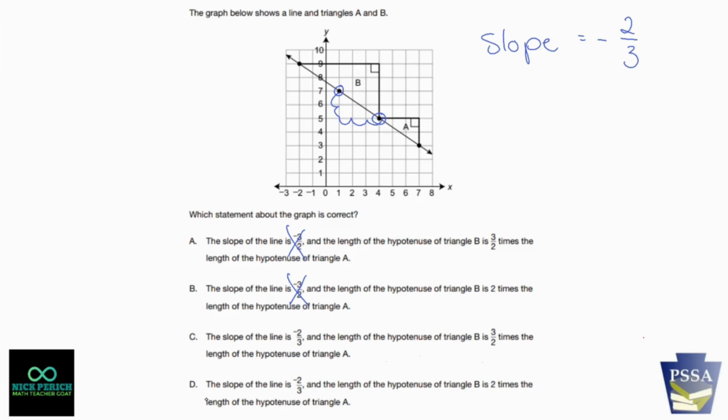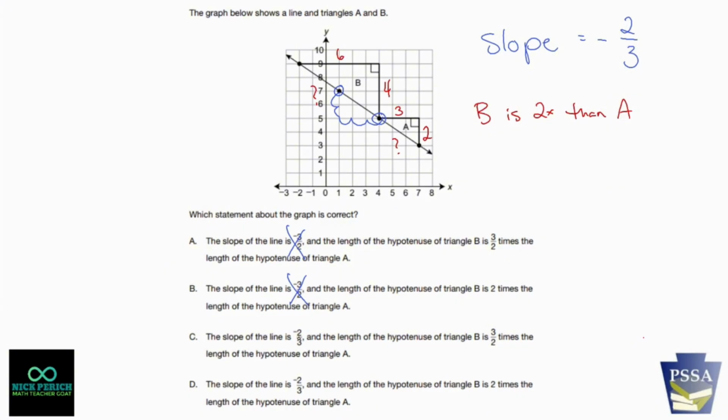I don't want to use the distance formula. I really don't want to try to calculate the distance of the hypotenuse. But you know what I can do? I'll just look at the legs. This leg is 1, 2, 3, 4, and this leg is 1, 2. So if you're 4 and you're 2, and this one is 3 and this is 1, 2, 3, 4, 5, 6, B is 2 times bigger than A, which means whatever the hypotenuse of A is, B is going to be 2 times bigger than it. So B is 2 times bigger than A.